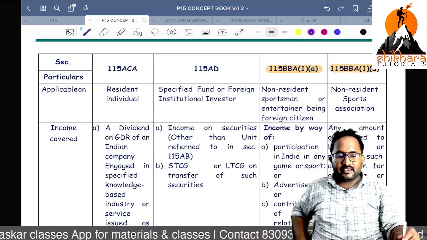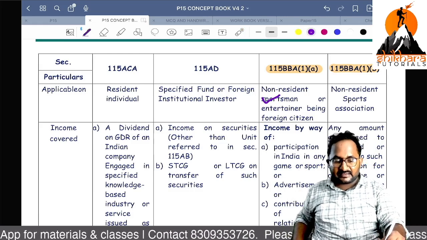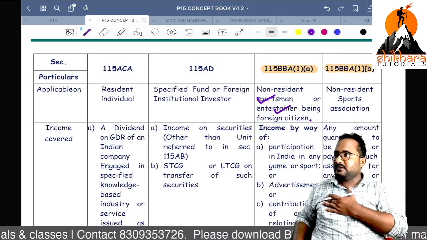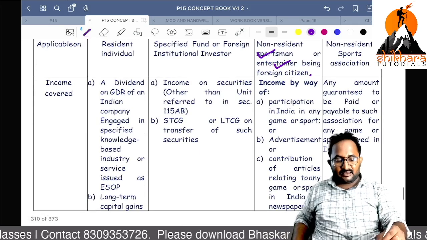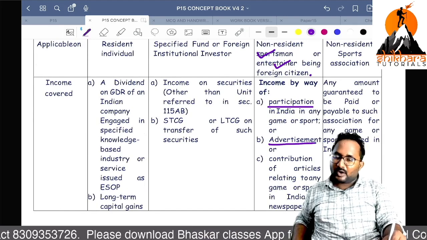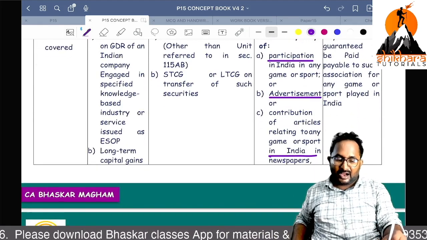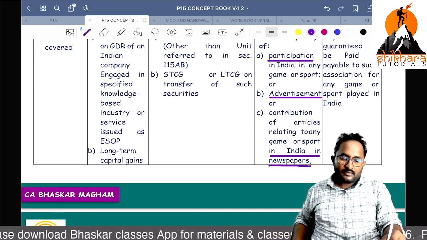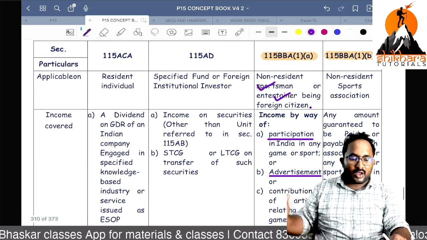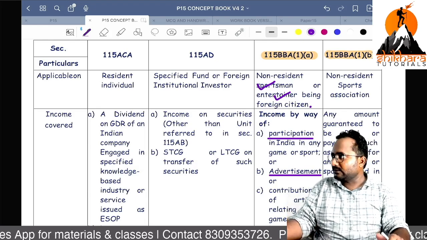Example: non-resident sports person, non-resident entertainer being a foreign citizen. Sir, if you are receiving any income in India by participating in games, or by way of doing sponsorships or promotions, or if you are writing any articles in newspapers. Example, sir, foreign players are coming to India. They are foreign citizens as well as non-resident. Or non-resident entertainer means what, ma? A singer or magician or any person entertaining the crowd.